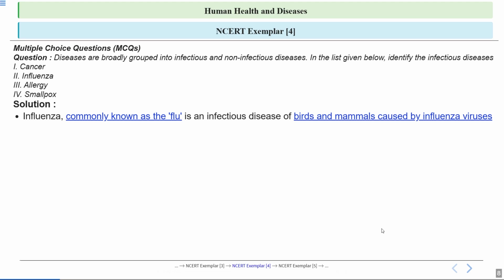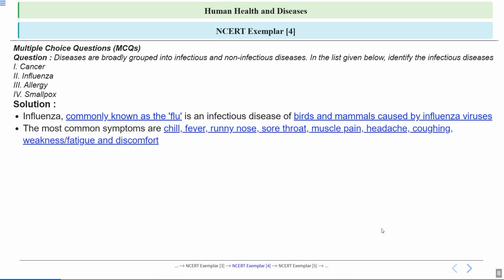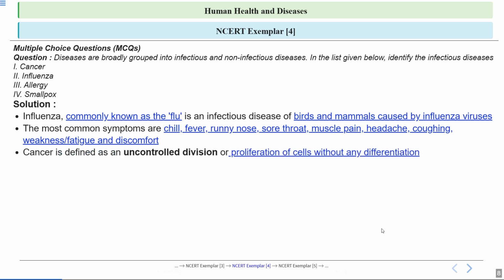Now, influenza, commonly known as flu, is the infectious disease of birds and mammals caused by influenza virus. The most common symptoms are chill, fever, running nose, sore throat, muscle pain, headache, coughing, weakness or fatigue, and discomfort. Now, these symptoms are your body's way of fighting off the virus. Now, cancer is defined as an uncontrolled division or proliferation of the cells without any differentiation. This means the cells keep multiplying without becoming specialized, which is what makes cancer dangerous.